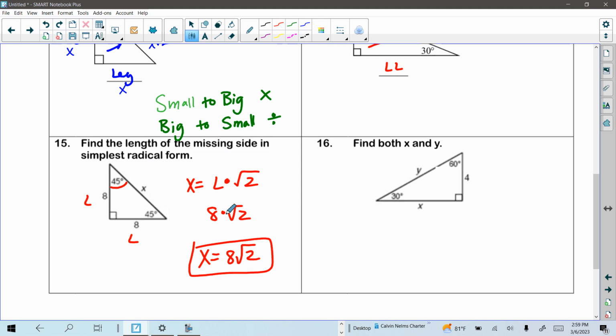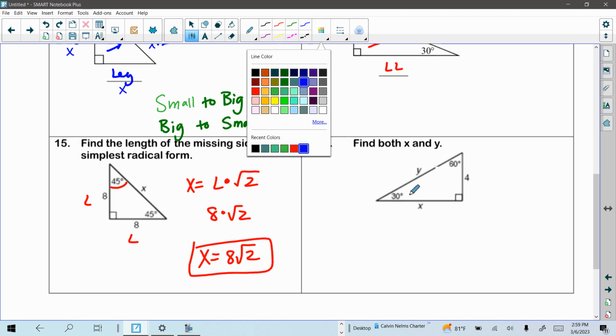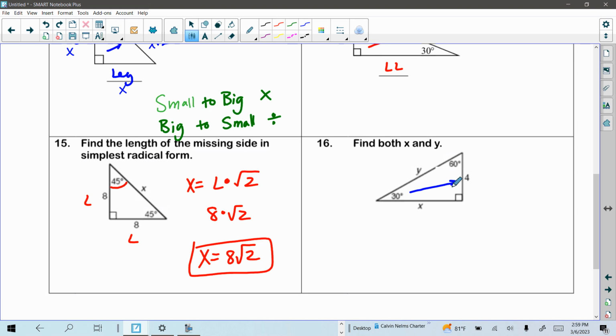On number 16 here, for example, I am given the side opposite the 30. The side we know, to start with what you know, is the short leg. So to get to the hypotenuse, which is the y, you just have to double, 2 times the short leg. 2 times 4, which means your y is 8. To get to your x, which is the long leg, you just take whatever the short leg is times root 3.